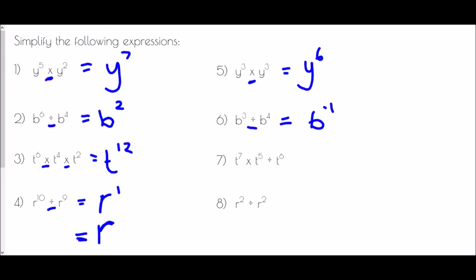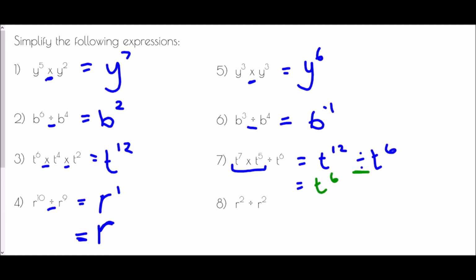And number 7, we've got a multiplication and a division. Now, all we need to remember here is our rules with BIDMAS. BIDMAS tells us that we just perform multiplication and division in the order that they turn up. And so we're going to do the first part first, the multiplication. So t to the power of 7 times t to the power of 5. That's going to be an addition. So we're going to have t to the power of 12. But then t to the power of 12 is going to be divided by t to the power of 6. And at this stage, remembering that division means subtraction, 12 take away 6, that's going to give me t to the power of 6.